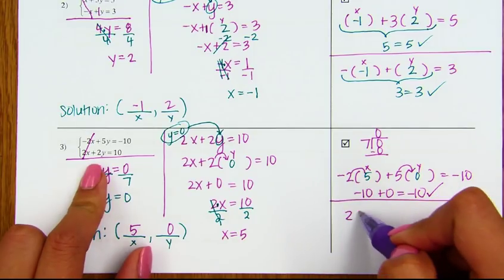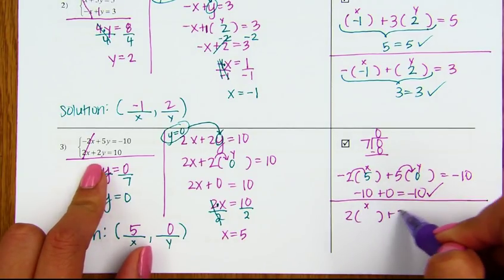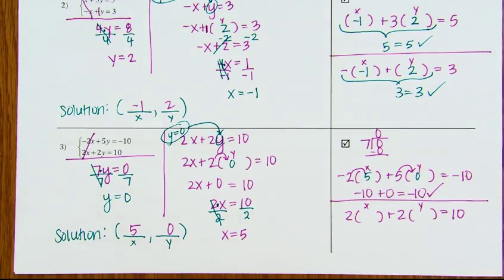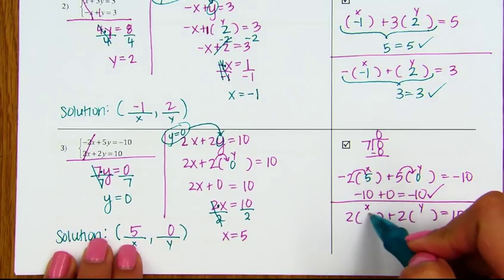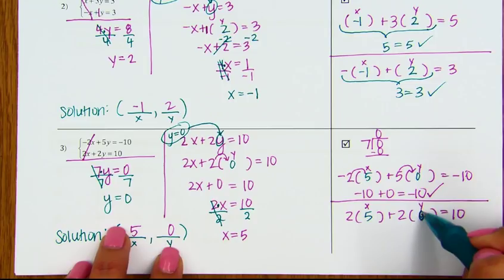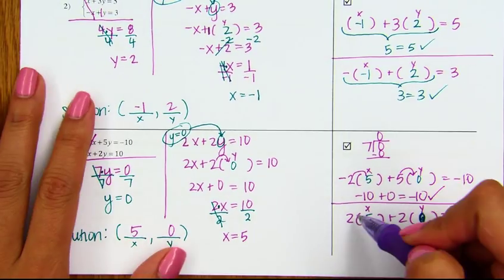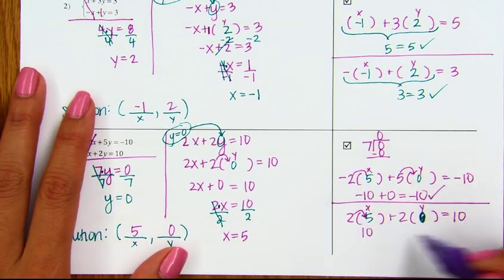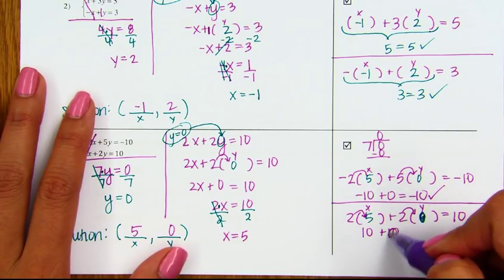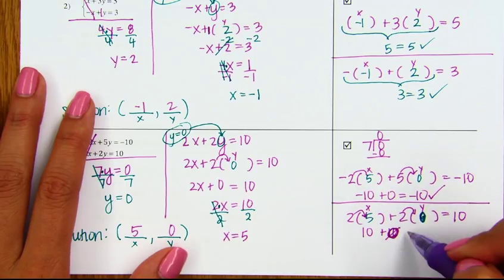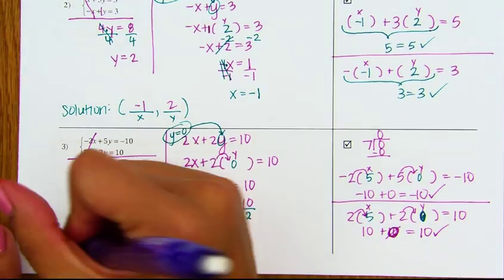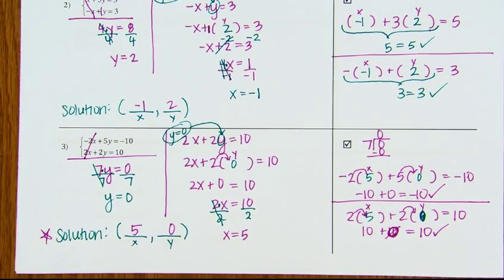Okay, so now moving on to the next one. We have 2 parentheses for x plus 2 parentheses for y, and it should equal 10. According to my work, x is a 5, and according to my work, y is a 0. Let's see what we have. 2 times 5 is 10, and 2 times 0 is 0. Does 10 plus 0 equal 10? Correct. So I am confident that my solution is 5, 0.